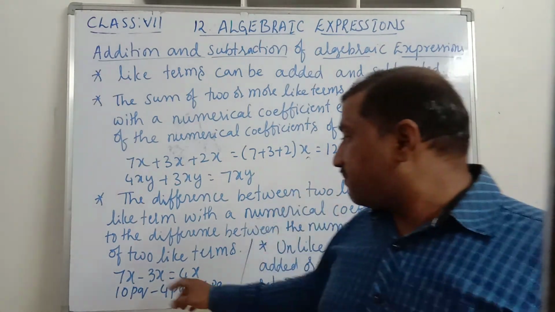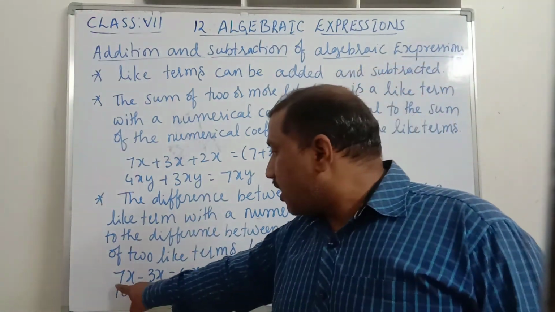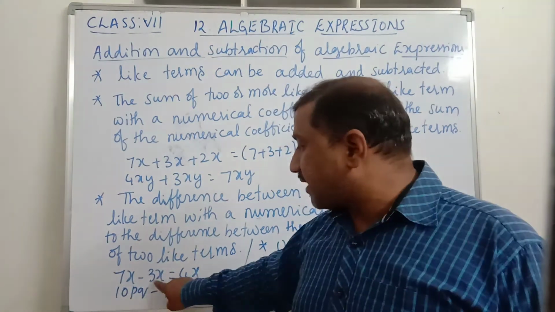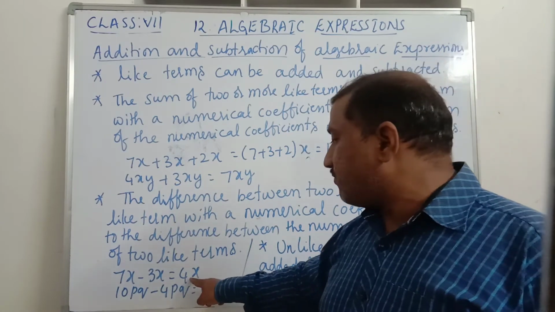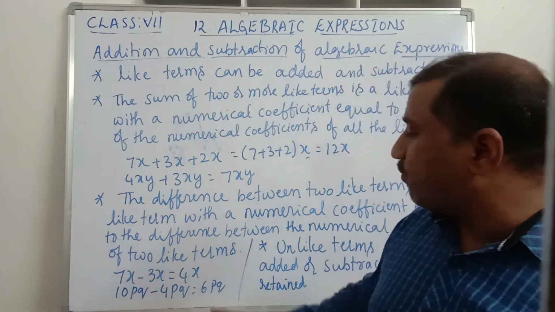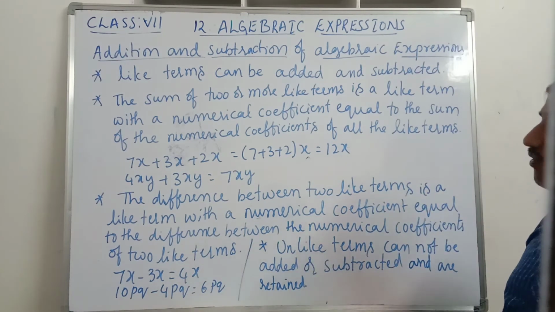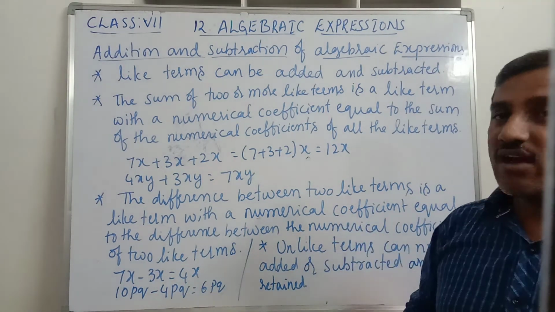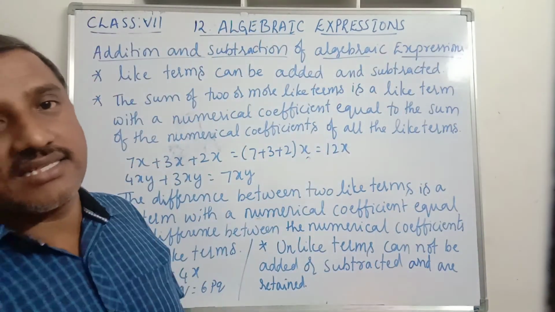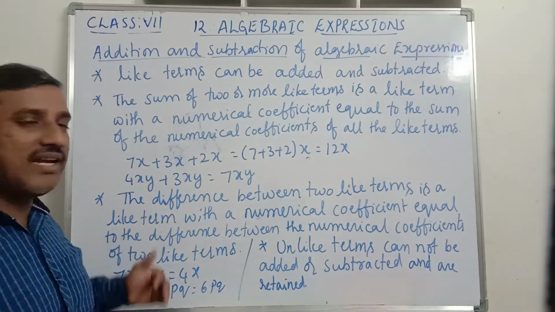as all are like terms. Example, 7x minus 3x. 7x and 3x both are like terms. Just subtract the numerical coefficients. The numerical coefficient in the first term is 7, in the second term it is 3. Subtract both the numbers: 7 minus 3 gives 4. 4x is the difference. Similarly, 10pq minus 4pq: 10 minus 4 is equal to 6, so 6pq is the difference of the two like algebraic expressions. So like this we can add like terms and we can subtract like terms.